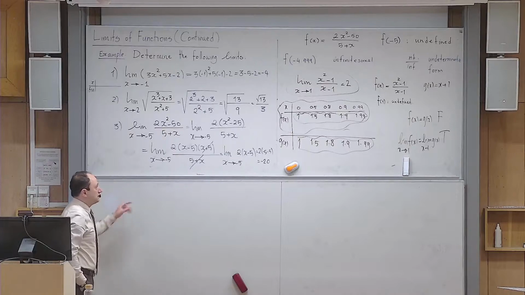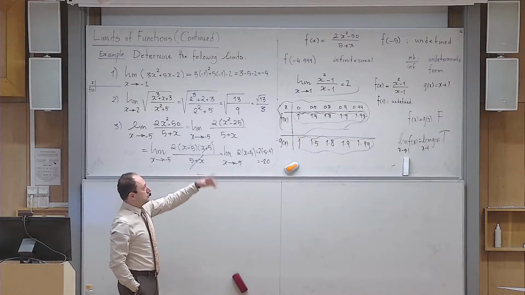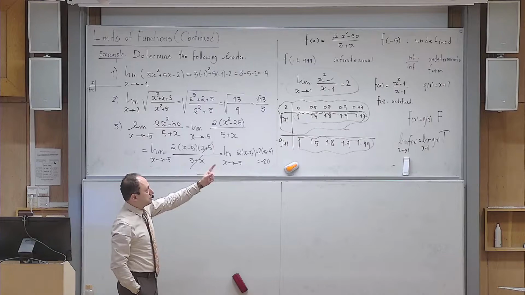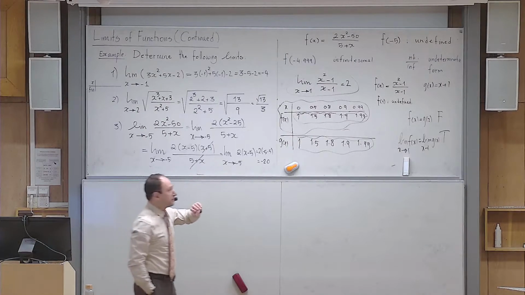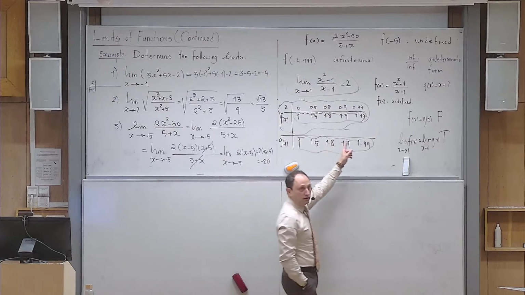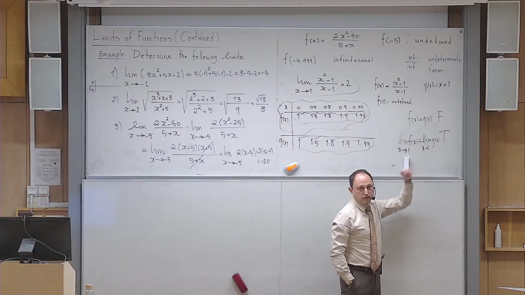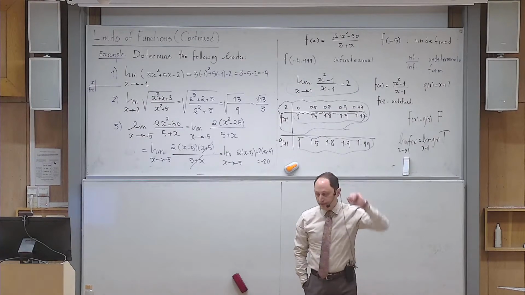So the last line is that those functions are not equal. I am not claiming the functions are equal, but I was claiming the limits of those functions are equal. So instead of calculating the limit of that function, I calculated the limit of the other function.